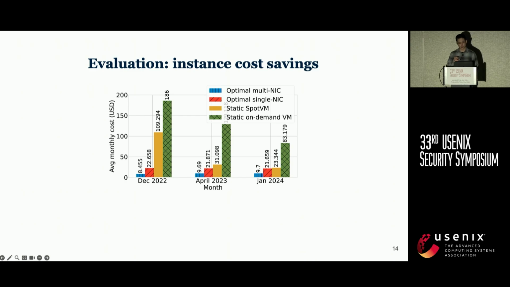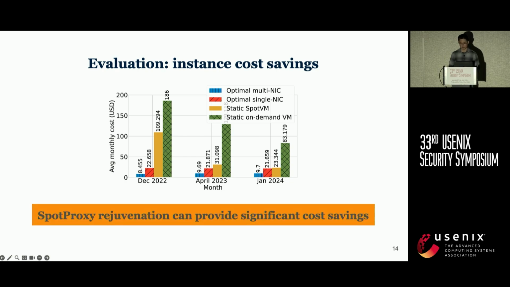In blue, you see the lowest cost that we were able to achieve by adopting a separate feature within the cloud, which is multi-NIC instances. And in here, what we're doing is basically assigning individual proxies to individual NICs within the same machine, thus lowering cost. So overall, we can provide significant cost savings.